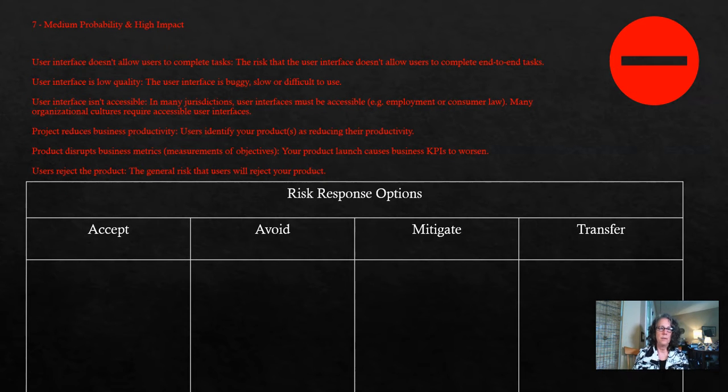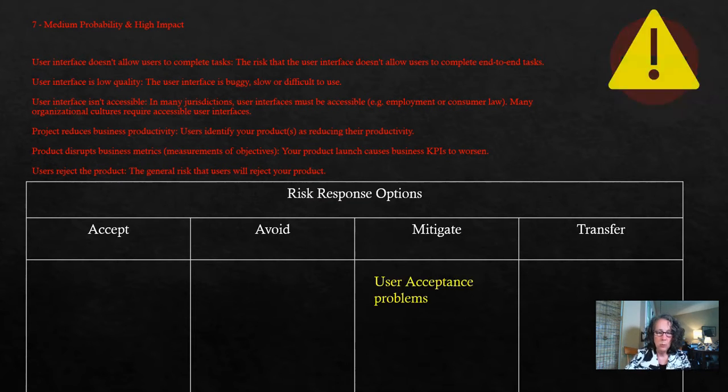So another medium probability, high impact risk, and this has to do with the users. The risks associated with the user acceptance problems are very much related to several of the things that we've already discussed. And again, I think that these could have been mitigated if we had done a proof of concept pilot.